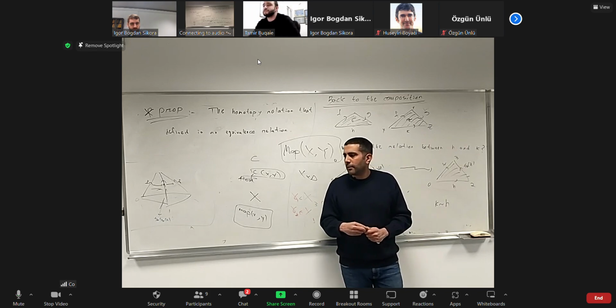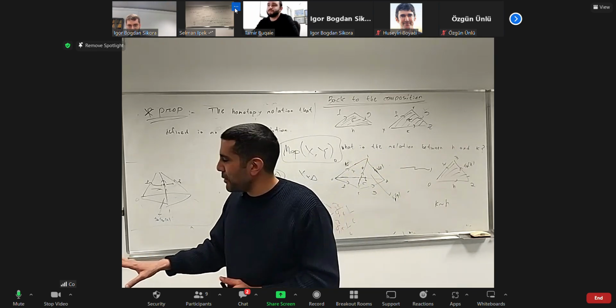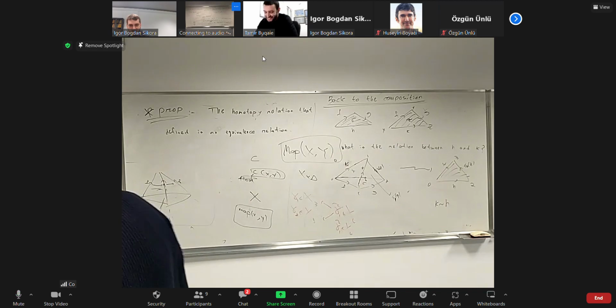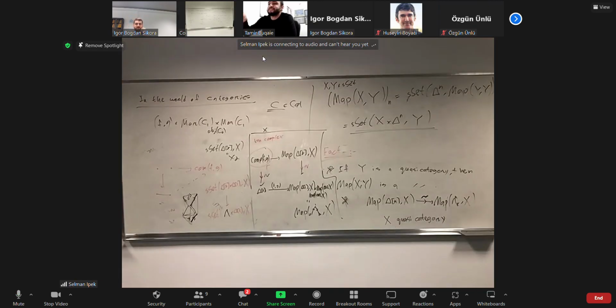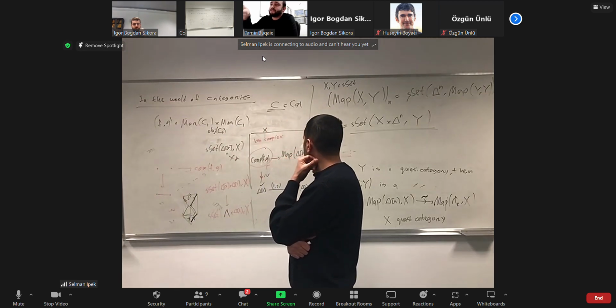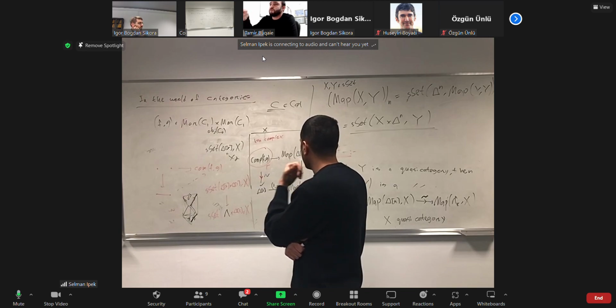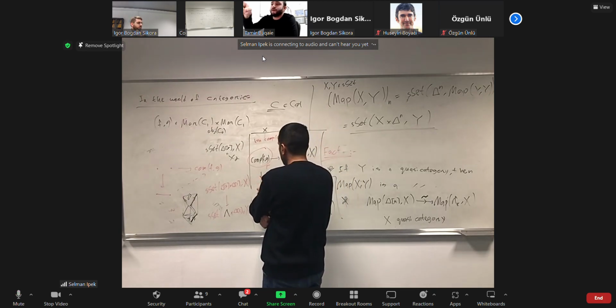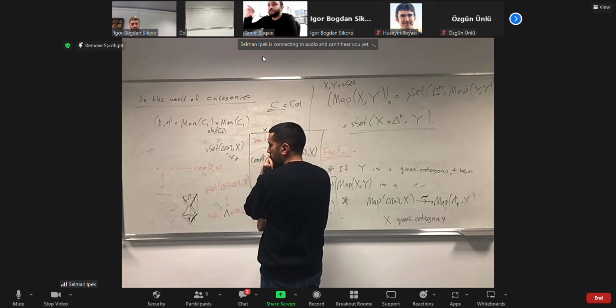Can you move to the second board? Okay. Yeah. What is the relation? The pullback, the composition at degree zero are the triangles, right? You said the homotopies. So, yeah. No, the pullback, the composition. At degree zero, is there a relation between the composition at level zero and the enrichment at degree one that you wrote on the right?